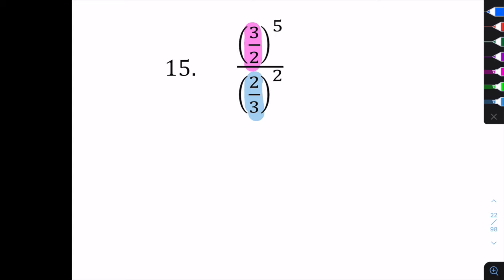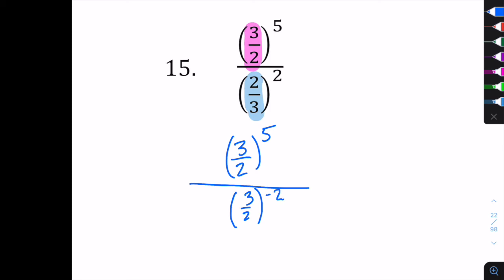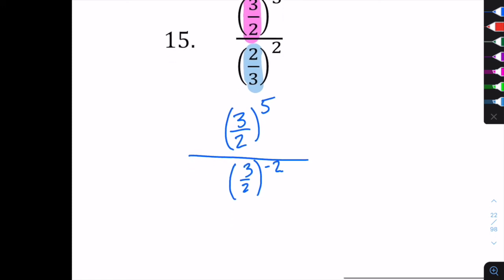Since you probably noticed that they are reciprocals of each other, we have things we can do with reciprocals. If we take the reciprocal of the fraction, that's going to cause the exponent to change sign. So I'm going to leave the numerator as 3/2 to the 5th. The denominator, I'm going to turn into 3/2. That'll make it the same base as the numerator, but since I took the reciprocal, I have to change it from a positive 2 to a negative 2. Wow, how about that? Now, I could subtract 5 minus negative 2 and recognize that's 3/2 to the 7th.